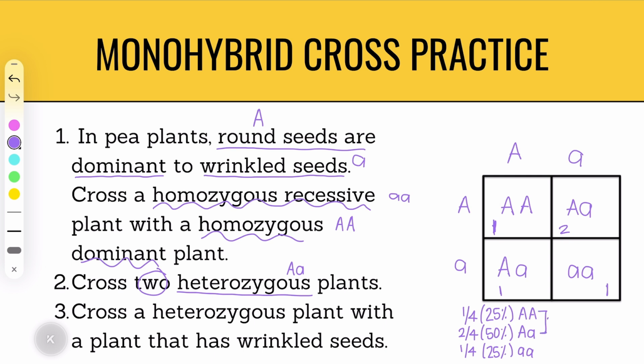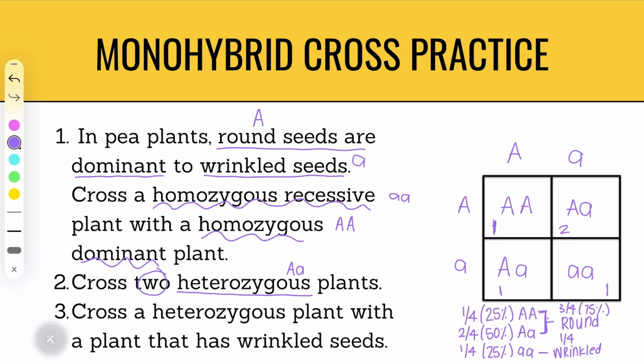So both of these, since they have the dominant allele, are going to code for the dominant trait of being round. So 3/4 would be round, or 75% of these would be round. And then the only way to be wrinkled is to be all recessive.